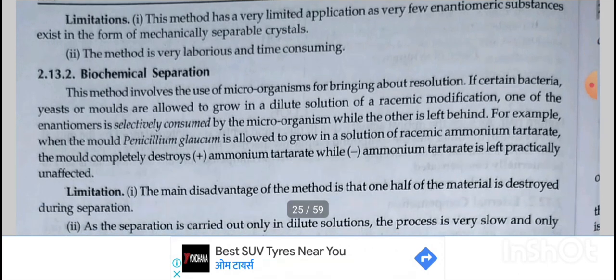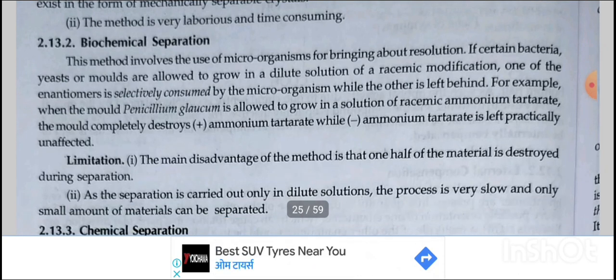Biochemical separation. This method involves the use of microorganisms for bringing about resolution. If certain bacteria, yeast or molds are allowed to grow in a dilute solution of the racemic modification, one enantiomer is selectively consumed by the microorganism while the other is left behind. For example, when the mold Penicillium glaucum is allowed to grow in a solution of racemic ammonium tartrate, the mold completely destroys positive ammonium tartrate while negative ammonium tartrate is left practically unaffected.